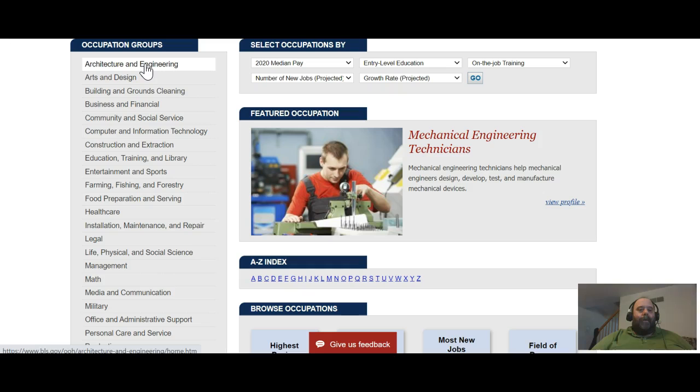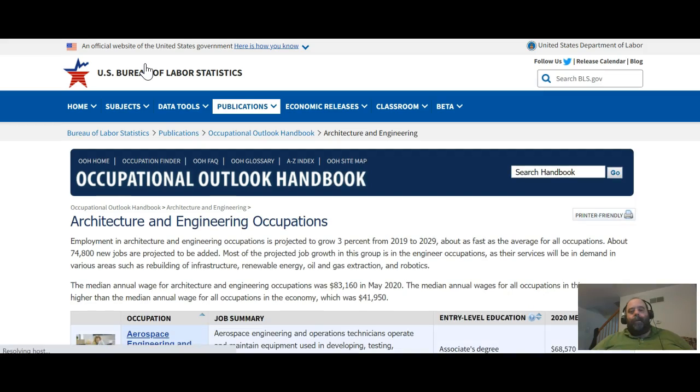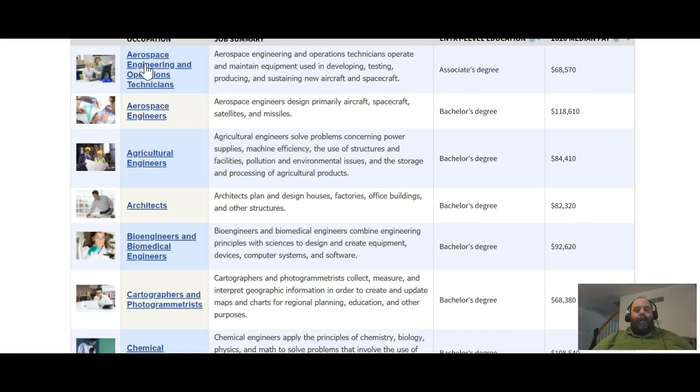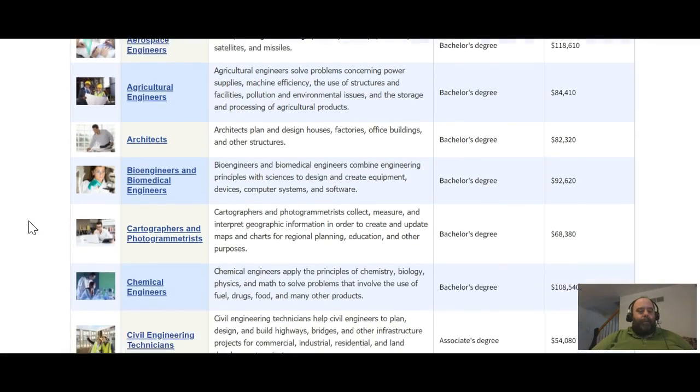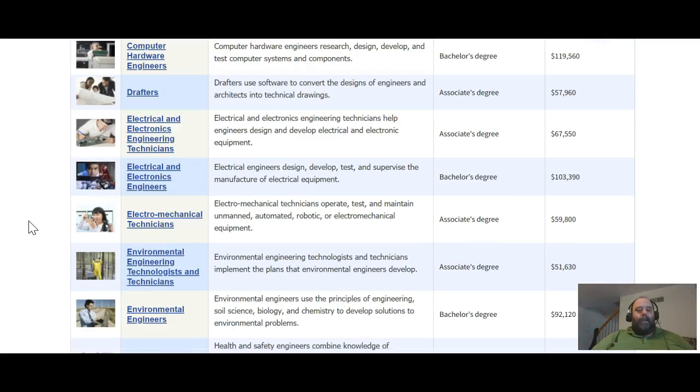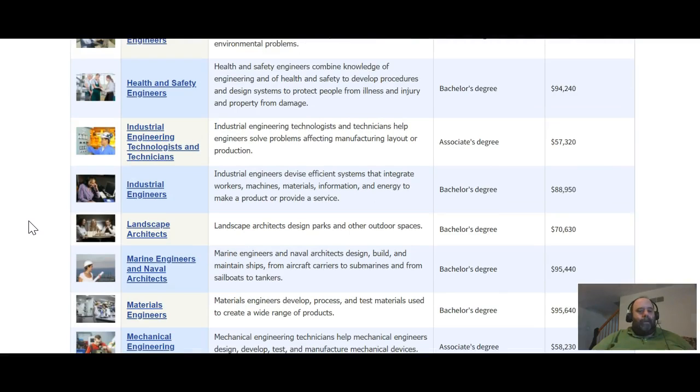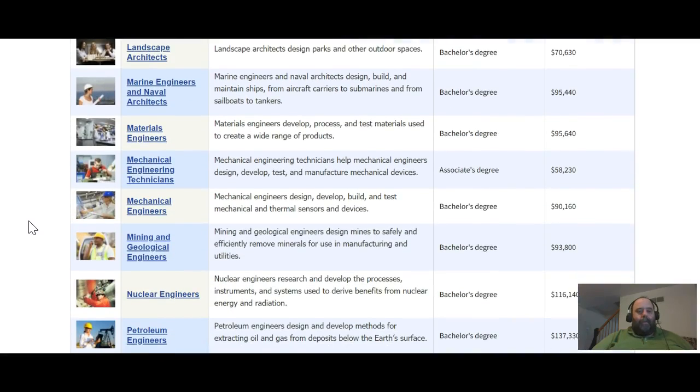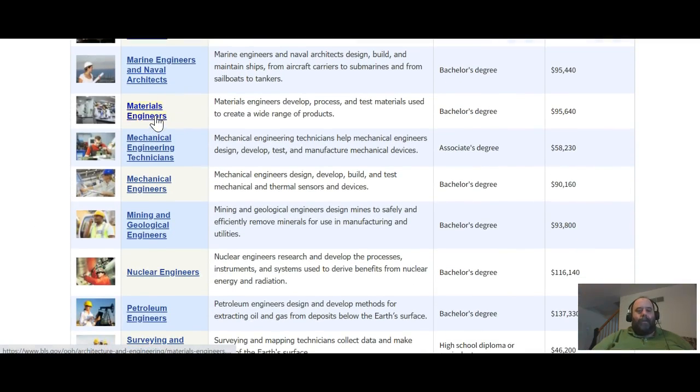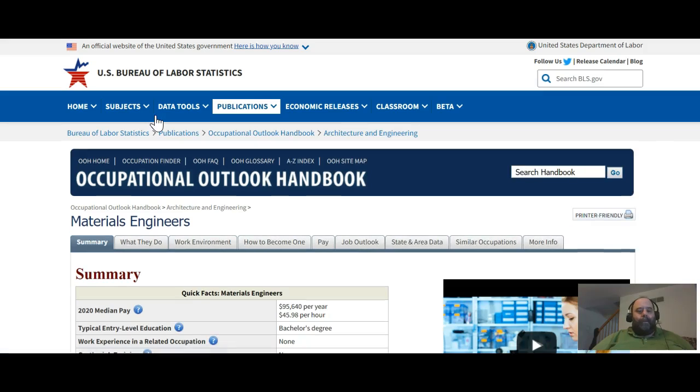So let's say I go under the engineering tab. Okay, there's going to be subcategories here, coming down here, of specific occupations that fall under that. So what you're going to do is you're going to pick one of these careers that has some interest to you, okay? So let's say I'm interested in, let's see, materials engineers. Okay, so these are interesting people. All right, I'm interested in that.